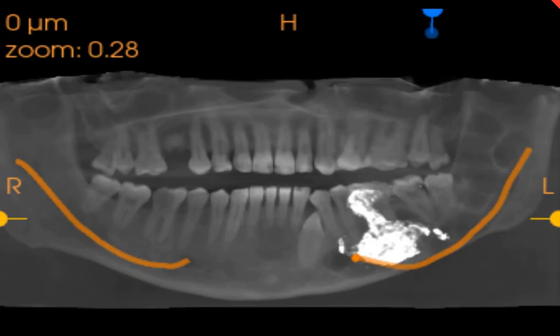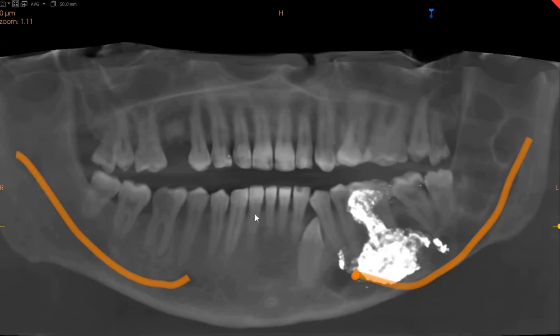Now, on the pseudo-panoramic view, you can very clearly see that we've got multilocular radiolucencies in the ramus, along with a highly radio-opaque material within the body of the mandible, starting from the lower left premolar all the way to the lower left second molar region.